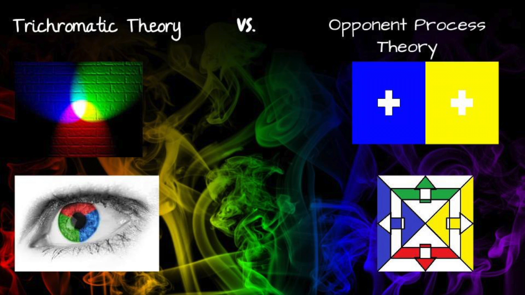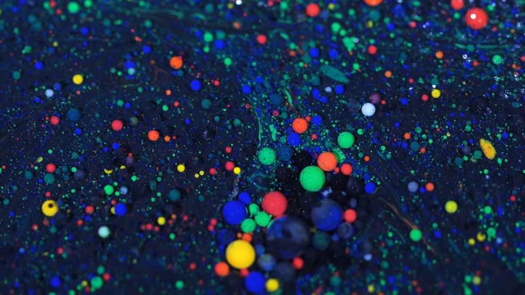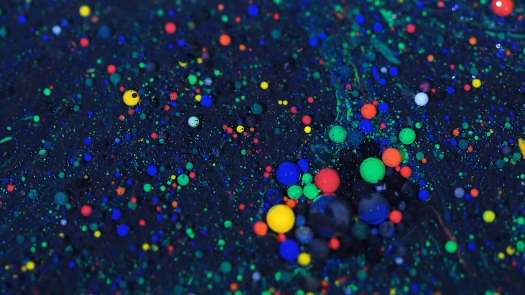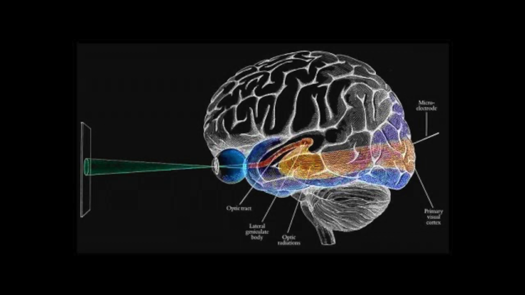The trichromatic theory helps to explain how each color cone receptor detects different wavelengths in light. On the other hand, the opponent process theory helps explain how these cones connect to the nerve cells that determine how we perceive color in our brain.